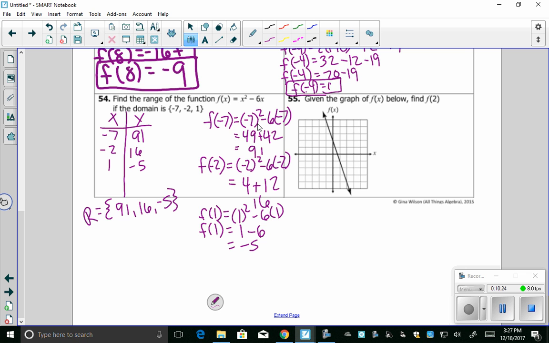Given the graph of f of x below, find f of 2. If you notice, 2 was put in place of x. So I'm going to go to 2 on the x-axis. Here's 2. Trace above or below the line until you hit the graph. So I'm going to go here. What y value is this? That is my answer. f of 2 equals negative 4. That is how you find the answer to 55.